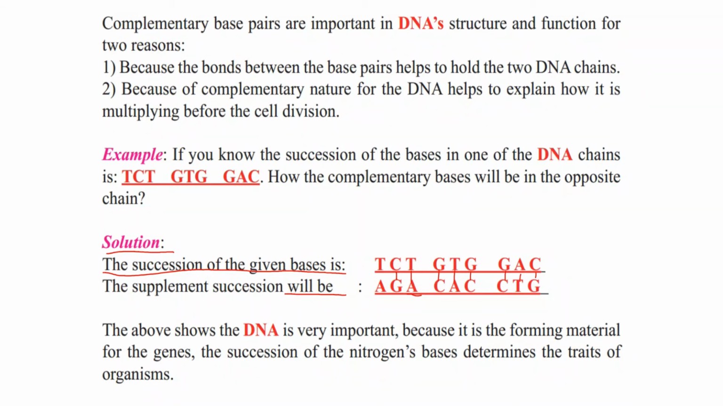Chain-like point mutation causes what? A change in the sequence of nitrogenous bases, like frame shift mutation or displace mutation, and causes what? Changes in the phenotype of the organism. The succession of the nitrogenous bases determines the traits of organisms.